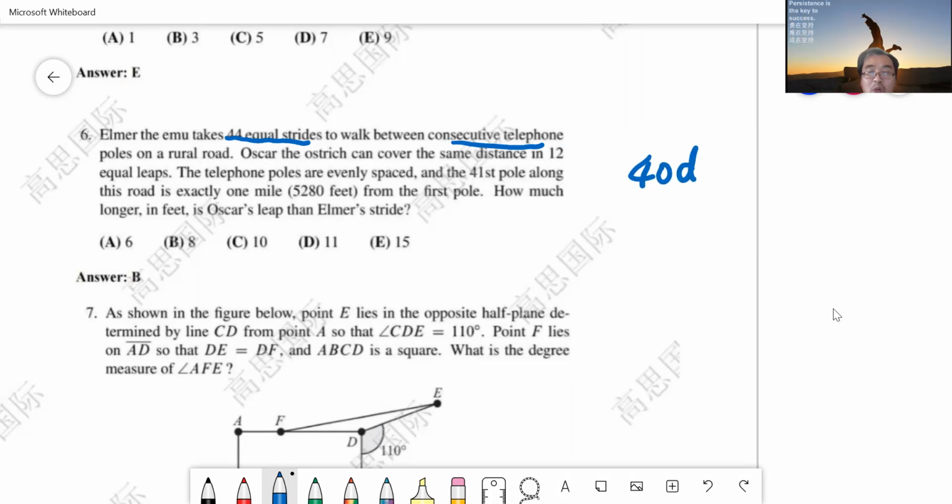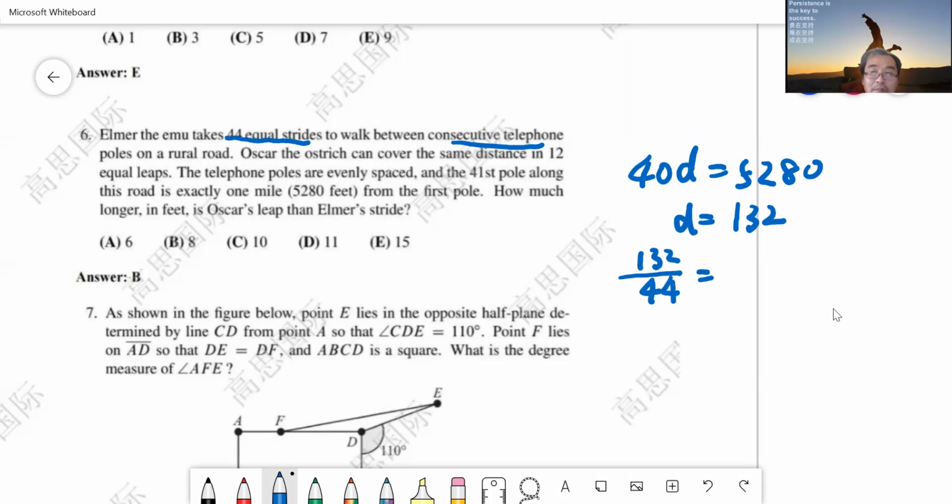So that's actually 1 mile, which is 5,280, right? So we find the distance between two consecutive markers, actually divide by 40, which is 132, right? So now we know the distance between two consecutive markers is 132. To find their pace length for the hammer, that's going to be 132 divided by 44.